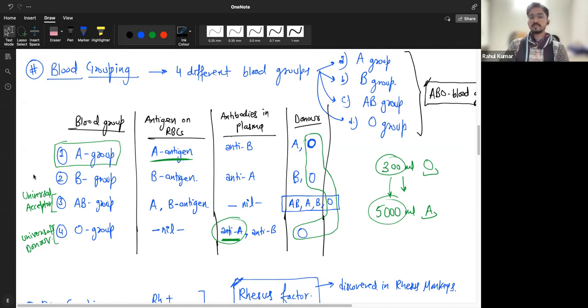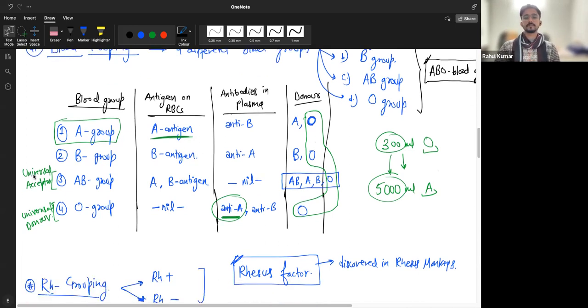Then AB group is the rarest, in which both A and B antigens are present, and so there is no antibody. So all the 4 groups AB, A, B, and O can donate blood to it, and hence it is also known as universal acceptor, as it can receive blood from all. And the last, O group, is most common, and it has no antigen, but antibodies are anti-A and anti-B. So only O group can donate to O blood group people, and it is universal donor also.